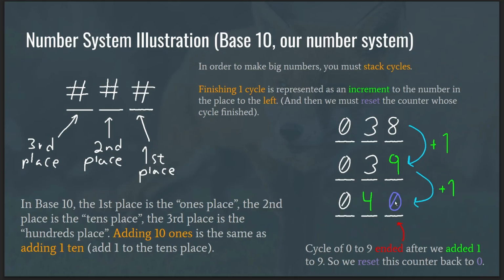So it resets, and then it adds 1 to the place to the left. So the first place gets reset, and the second place, you add 1 to it. It represents an entire cycle in this slot. So the cycle of 0 to 9 ended after we added 1 to 9. There's a 9, we added 1, and we reset the counter back to 0.